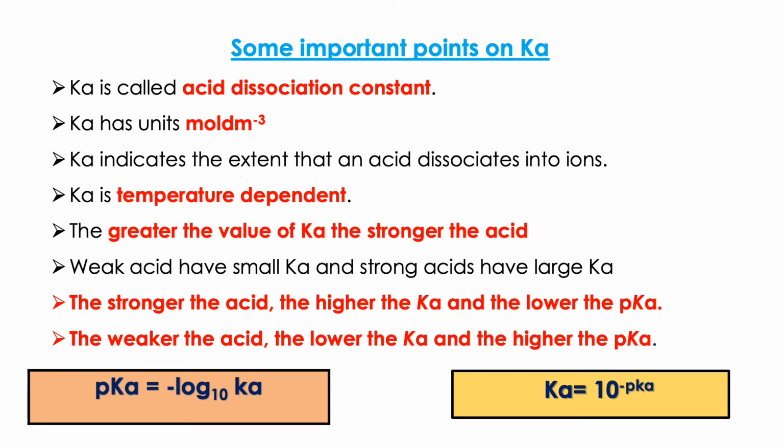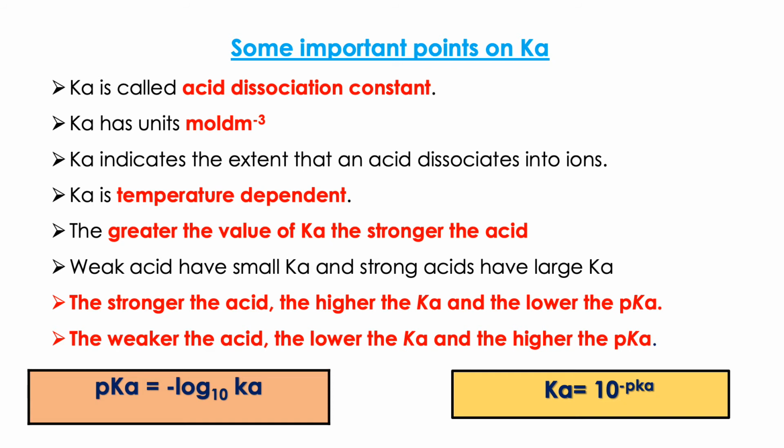Some important points on Ka. Ka is called acid dissociation constant. Its unit is moles per decimeter cube. Ka indicates the extent that an acid dissociates into ions. It depends on temperature. Greater the value of Ka, stronger is the acid. Weak acids have small Ka and strong acids have large Ka values. Stronger the acid, the higher the Ka and the lower the pKa value, where p stands for negative logarithm of Ka.